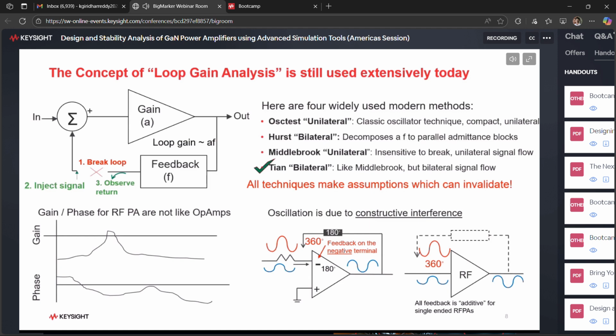I just want to point out that for RF amplifiers, we do have some differential amplifiers, but for single-ended RF amplifiers, that's not the case. We don't have a negative feedback path. The feedback is additive. It's coming back. So we need 360 degrees of phase shift through that loop.